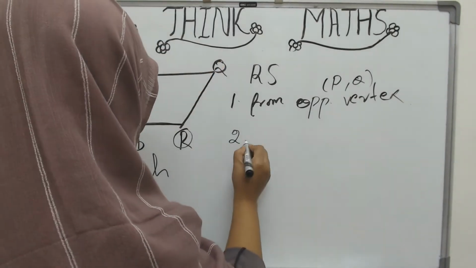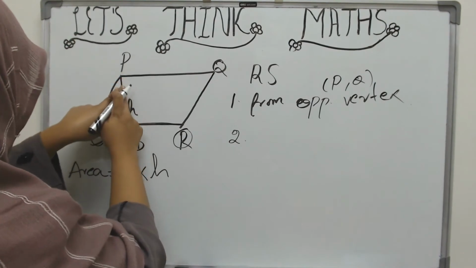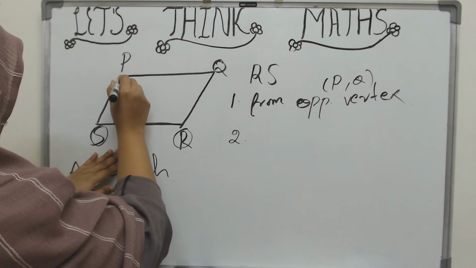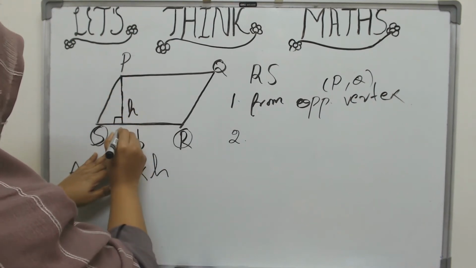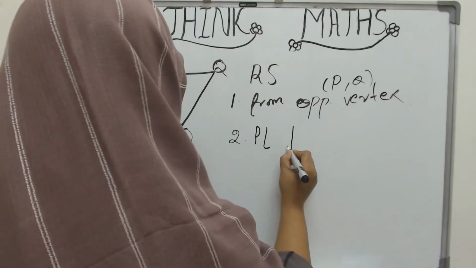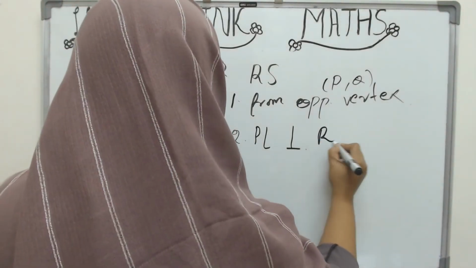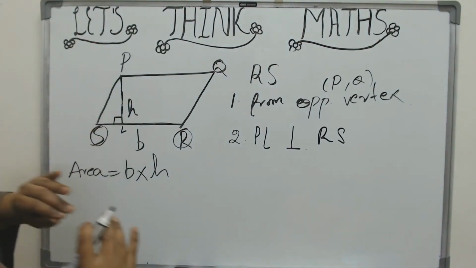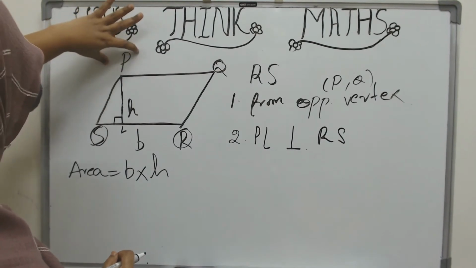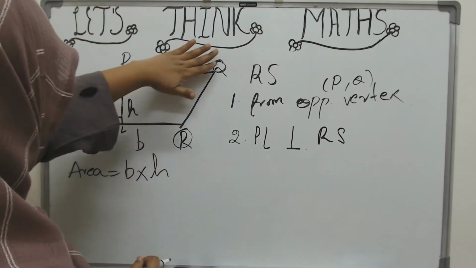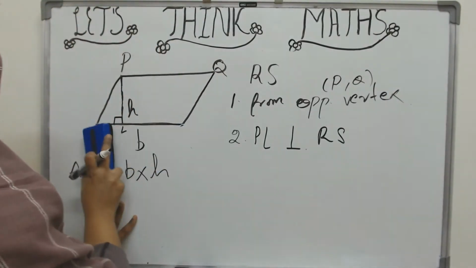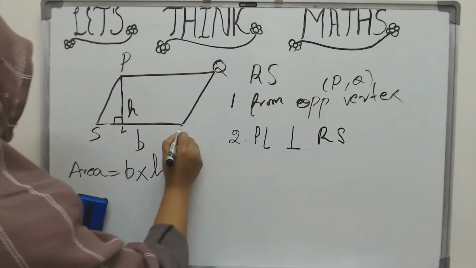And what is the second condition it has to satisfy? It has to meet RS at a right angle. So suppose this is a line, say PL, then PL should be perpendicular to RS. These two conditions have to be satisfied. Now what we have drawn is a line from P towards RS. What about Q? If you draw from Q, how will it look? I will show you. Just one second. Let me clear this.